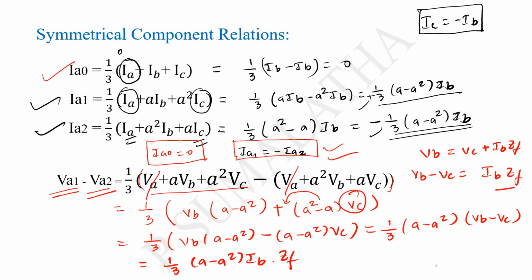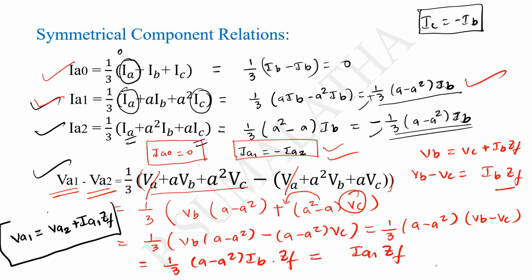And here you can see 1 by 3 (A minus A square) into Ib can be represented as Ia1. So this can be written as Ia1 into Zf. Therefore, finally you can write Va1 minus Va2 is equal to this. If you send that to the other side, you will get the equation Va1 is equal to Va2 plus Ia1 into Zf. So this is another condition that we are going to use to represent the interconnection. What is that? The positive sequence voltage is equal to the negative sequence voltage plus Ia1 into Zf.